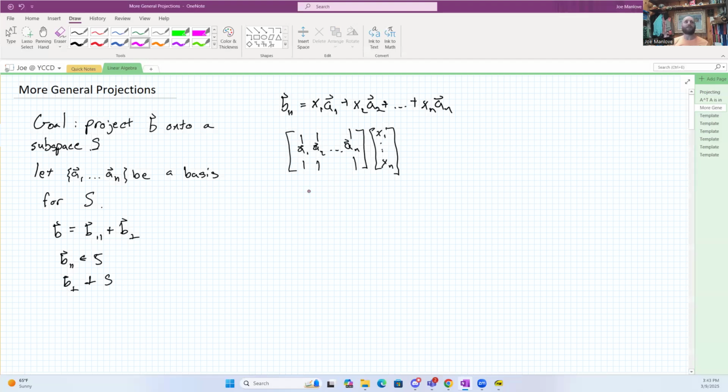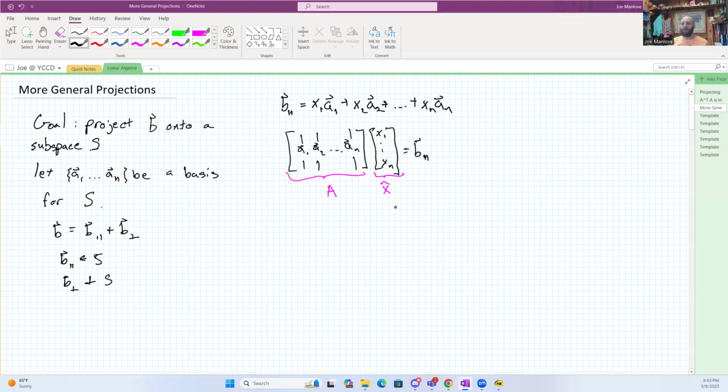I'm thinking about this as a matrix A, that's this one, and this vector here I'm going to call X, but I'm going to put a funny little hat on it. There's a reason for that, I promise. It's going to help us later. So what do I know about this? Well, I know that this product is just equal to B parallel. Hopefully you're on board with that.